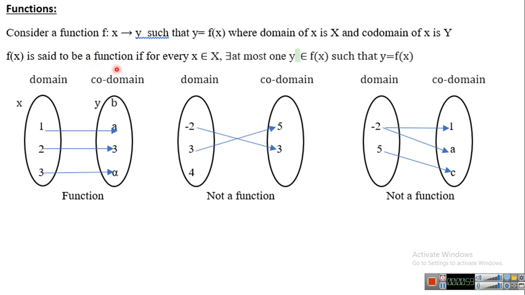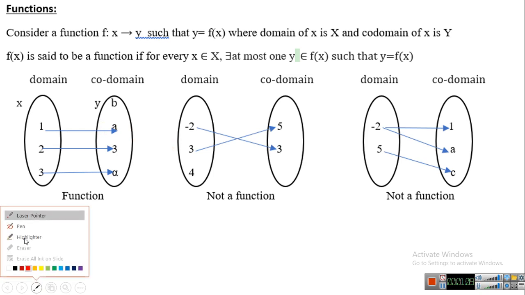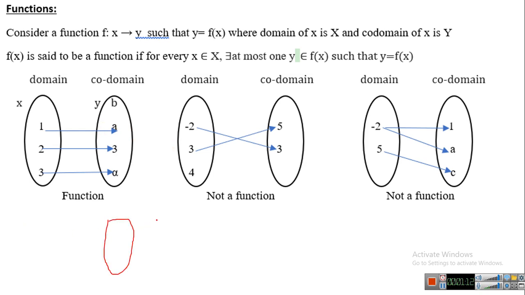It means for every x here you must have one and only one, at most one image. You cannot have more than one image. So more examples, if you have it like this, for example, this is not a function. Why? Because from this point you have more than one. But you can have the opposite. Yani, this one you may have this image here.